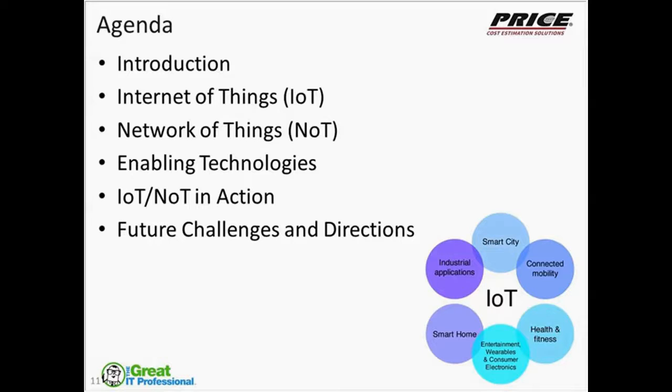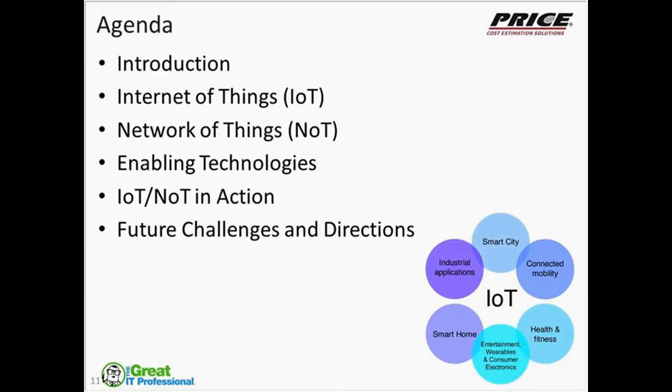So we'll start with a brief introduction on the topic. We'll talk about some of the many definitions there are for the Internet of Things. After that, we'll introduce the concept of the network of things. Then we'll talk about some of the enabling technologies. What are the technologies that are enabling the Internet of Things now, and what do we see as the emerging technologies that are going to help bring the Internet of Things more into the mainstream?